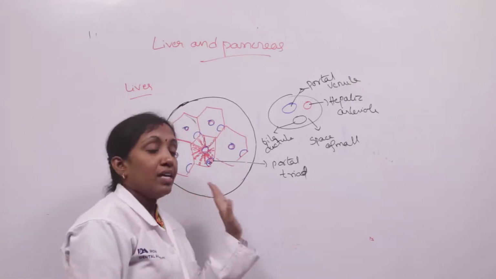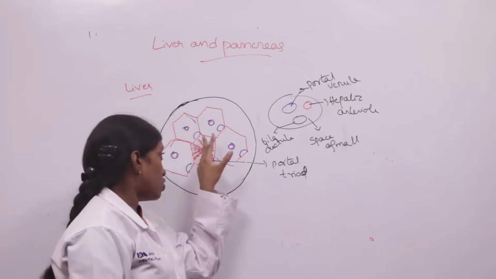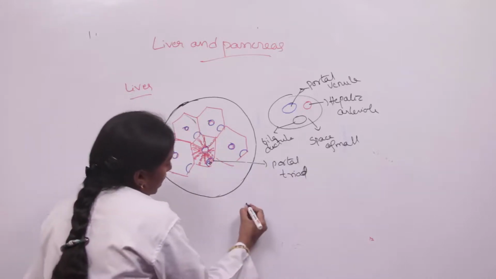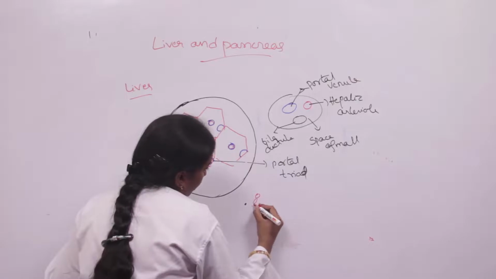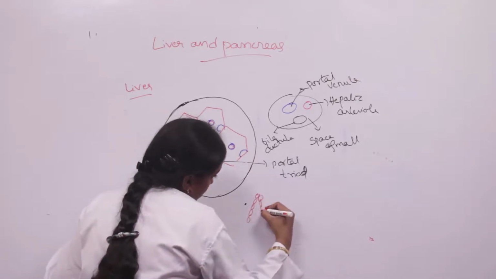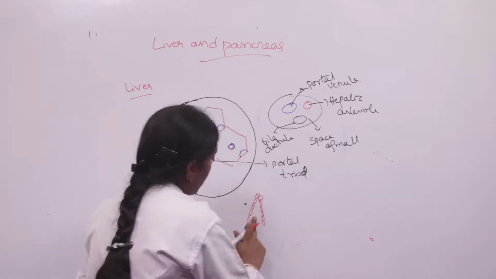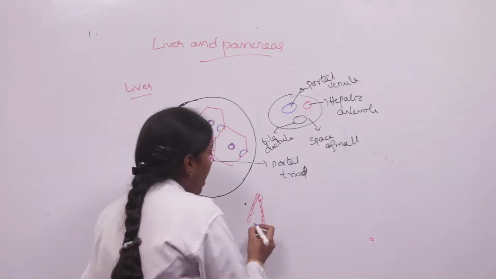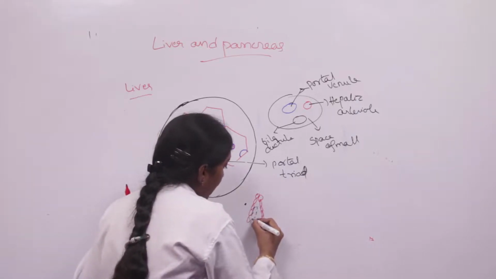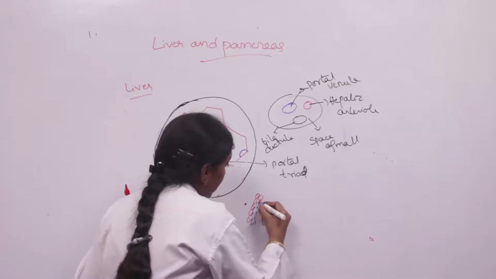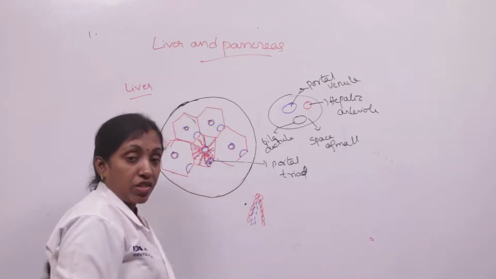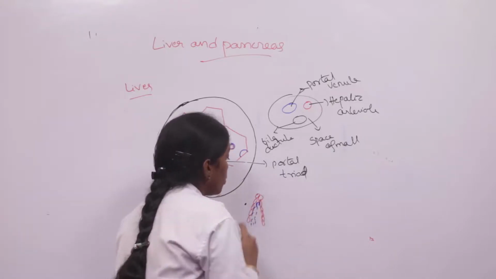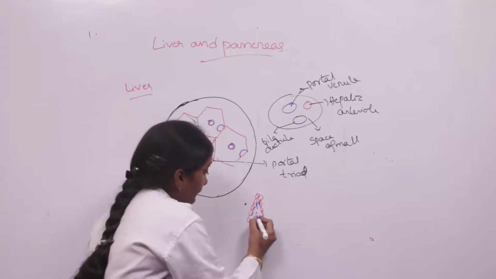Now these hepatic lobules are hexagonal in shape, and the liver cells are arranged in cords. See here, this is one hepatic cord and this is the second hepatic cord of cells. This space present here is occupied by the sinusoids. Sinusoids are lined by fenestrated blood capillaries, where the epithelial cells have gaps in between them.